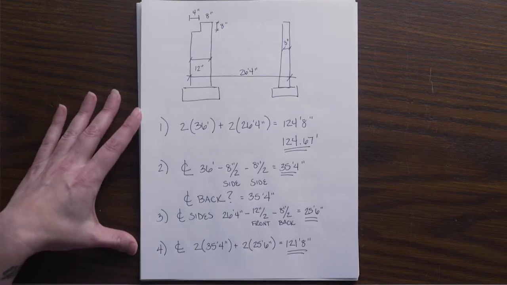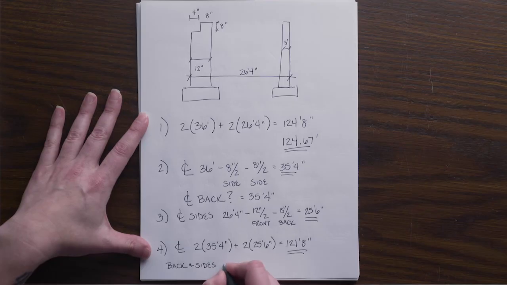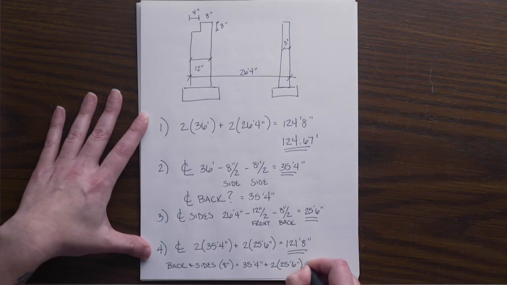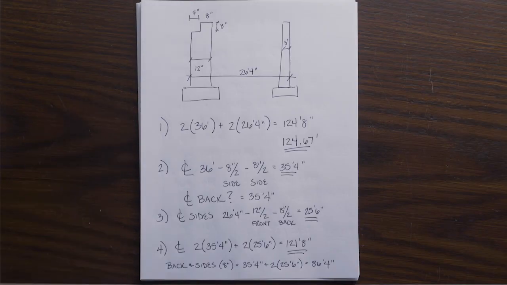As we go through our problems, we'll also want to know the back and sides as a total, because both of these are all of our 8-inch walls. So if we just take our 35 foot 4 plus 2, because we have 2 sides, times our 25 foot 6, that gives us 86 foot 4. This is not an answer you need for number 4, but you will need it moving on. So that concludes how to calculate the centerline perimeter and the first problem set.